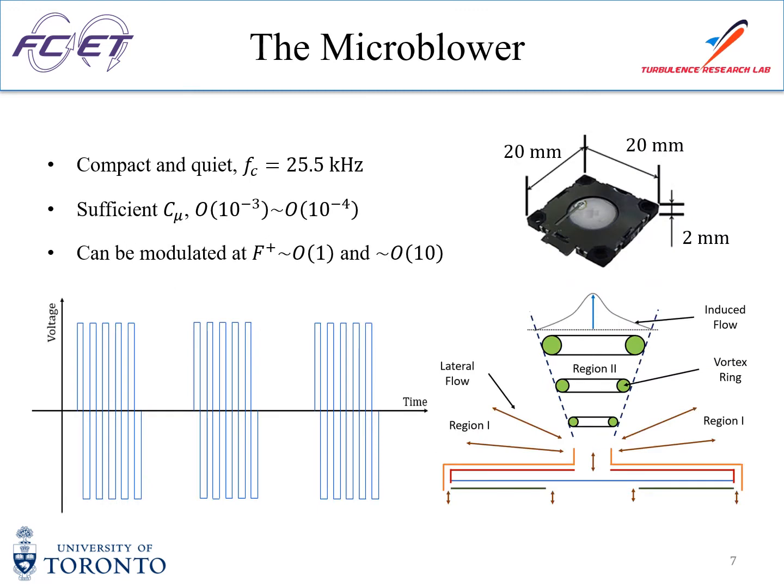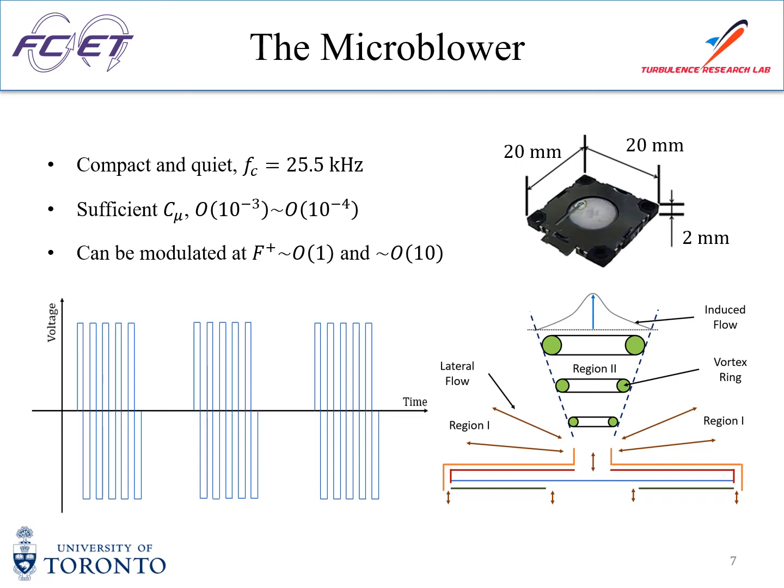The microblower or synthetic jet actuator used in the current research is very compact and quiet compared to the ones used for other flow control studies. It's about 2 cm by 2 cm and 2 mm thick. The carrier frequency it operates at is beyond human hearing range.